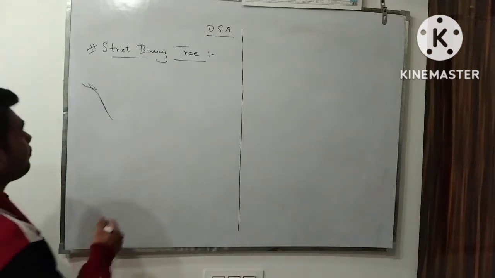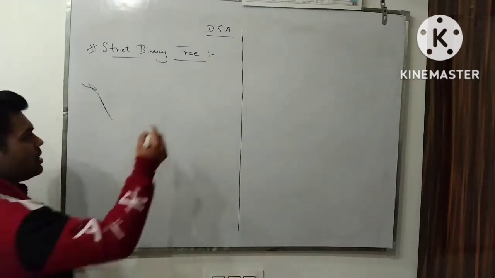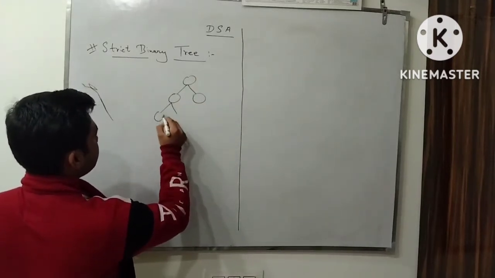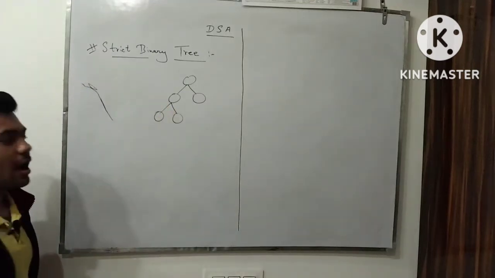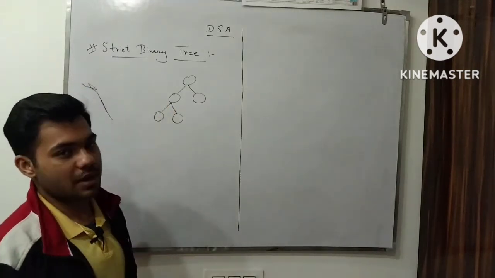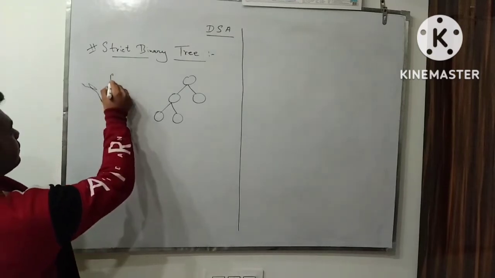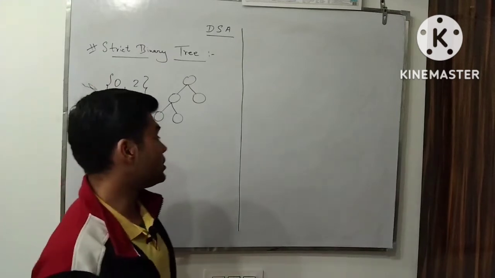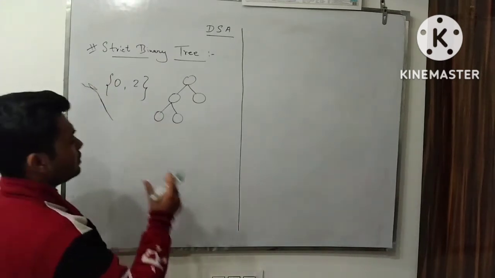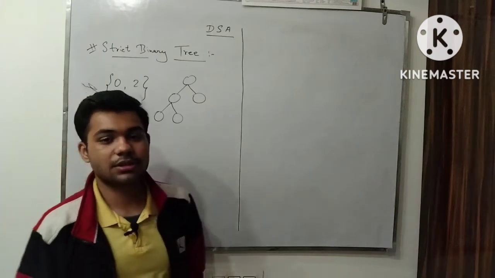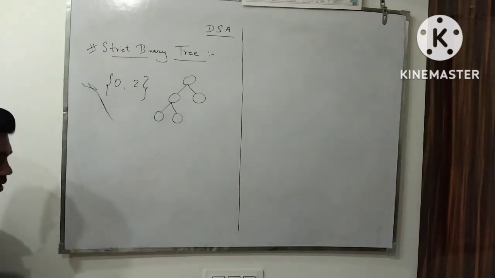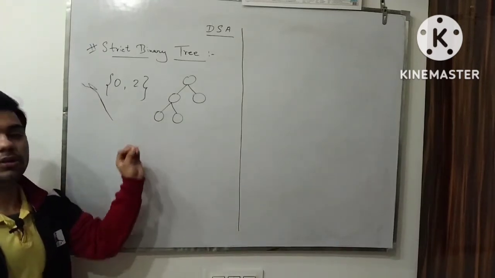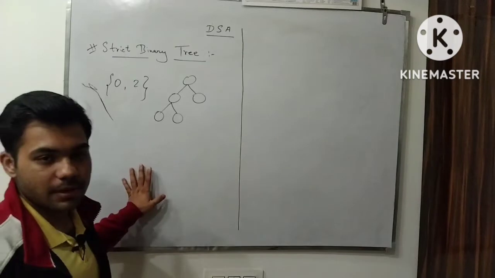Okay. So what are the strict binary trees? I will draw a binary tree. Okay, I will say that this is an example of a strict binary tree. How can I say that? What are these numbers? These numbers are 0 and 2. The definition for the strict binary trees is this: the trees which have either zero children or exactly two children are called strict binary trees.